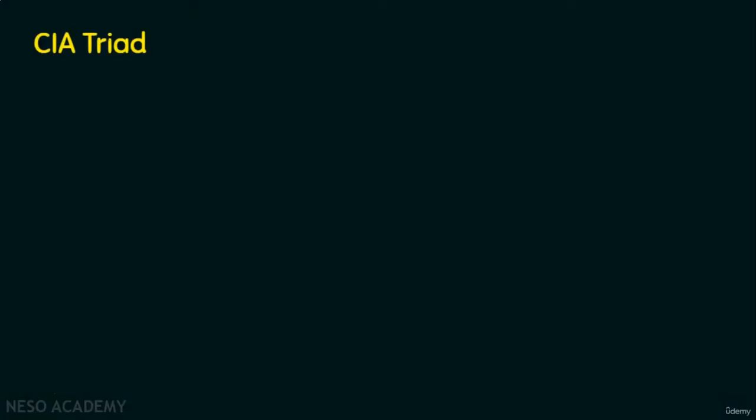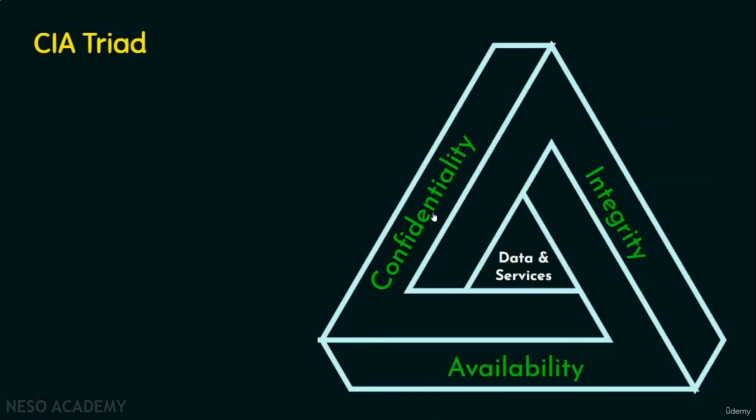What is the CIA Triad? The name itself says that it is a triad. Tri means three. So there are three key elements of this CIA Triad. Let's see what are the three key elements. We can see the first element is the confidentiality, the second one is the integrity, and the third one is the availability. And we can notice that everything is for the data and the services we are going to do with the computer system. Alright, let's see the key terms elaborately.